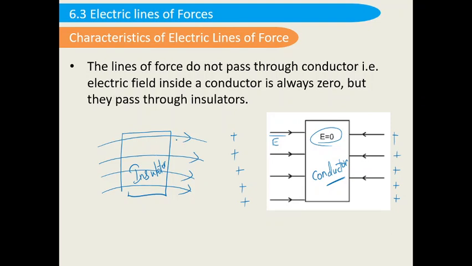Obviously, there will be some damage to these electric lines of forces. Here, electric lines of forces are strong. Here, electric lines of forces are weak. Now, by what factor will they get weak? By a factor of K, where K is the dielectric constant, or epsilon R, that is the relative permittivity. Both are the same. K and epsilon R both are the same.